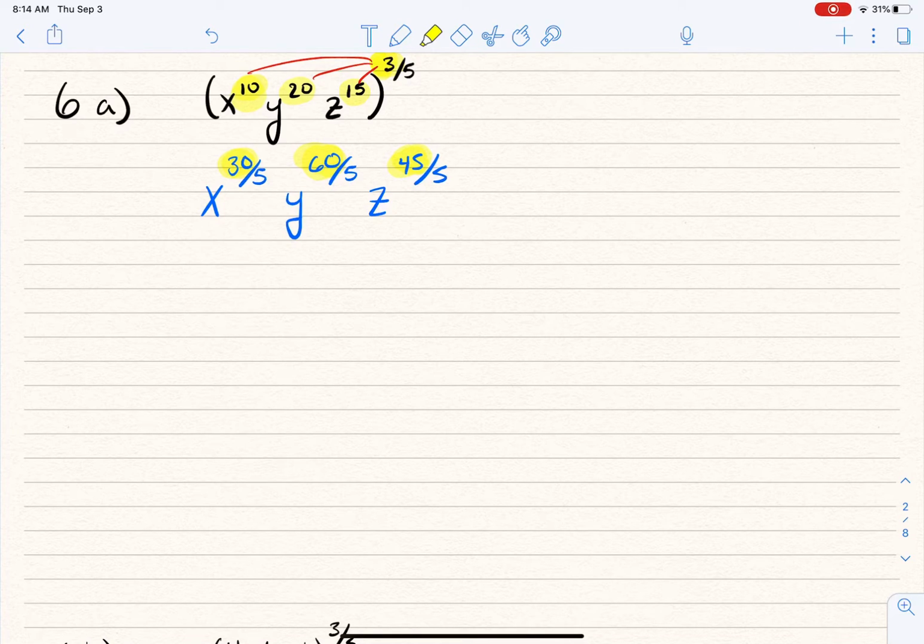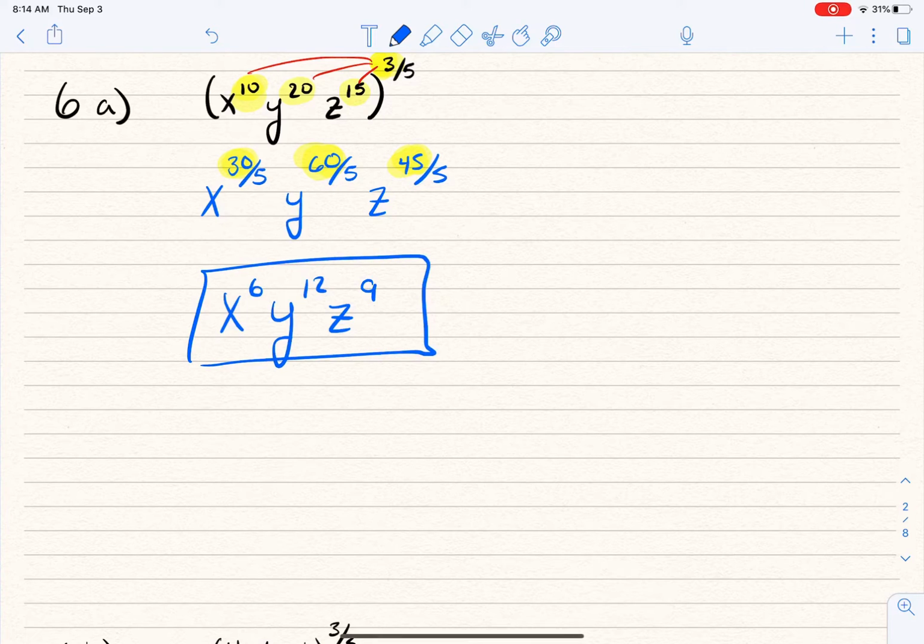And so this is where I get right now, but then all of those fractions reduce. 30 divided by 5 is 6. 60 divided by 5 is 12. And 45 divided by 5 is 9. So my final answer is that simple: x to the 6th, y to the 12th, z to the 9th.